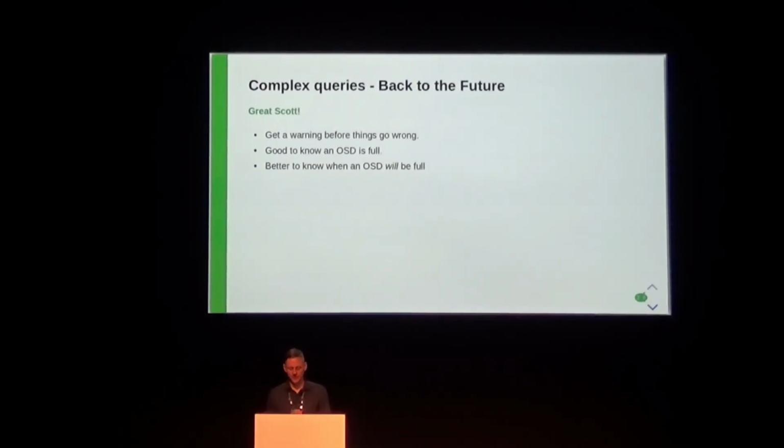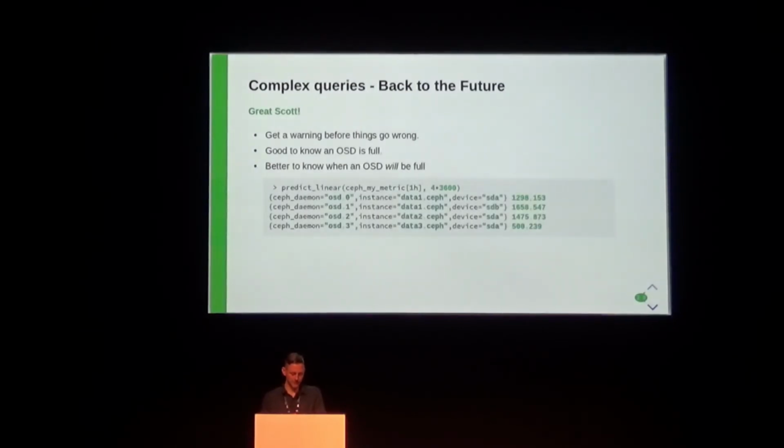So of course we want to know when it's full or if it's full, but we also might like to know if it might fill up in the next day or so. Well, we can do this very easily with predict_linear. So this does a linear prediction over the average of the last hour, and the other value you give it is for how long you want to do the prediction. So this would be, I think, 4 hours. Which is already quite nice, right?